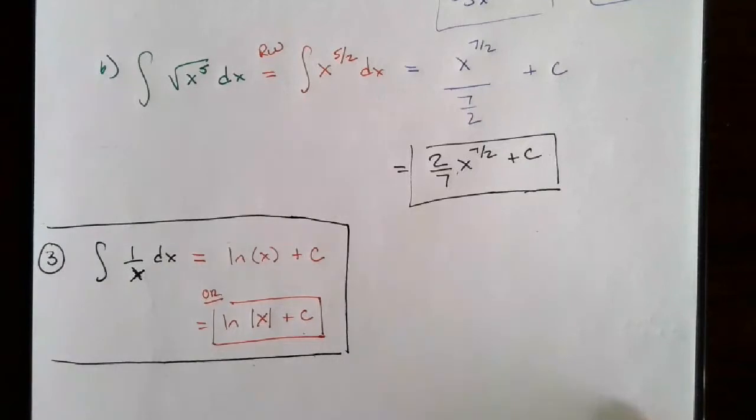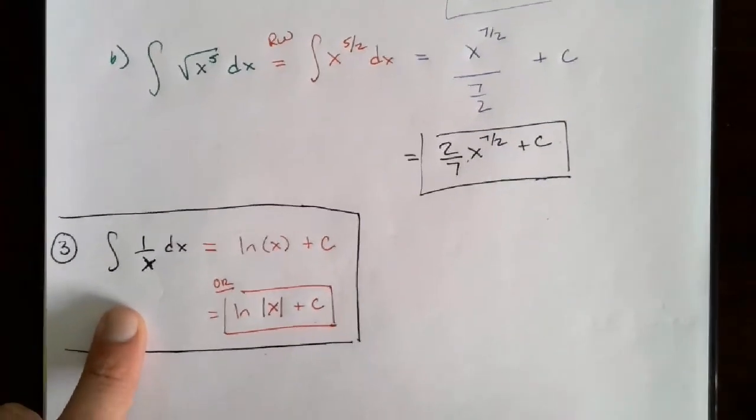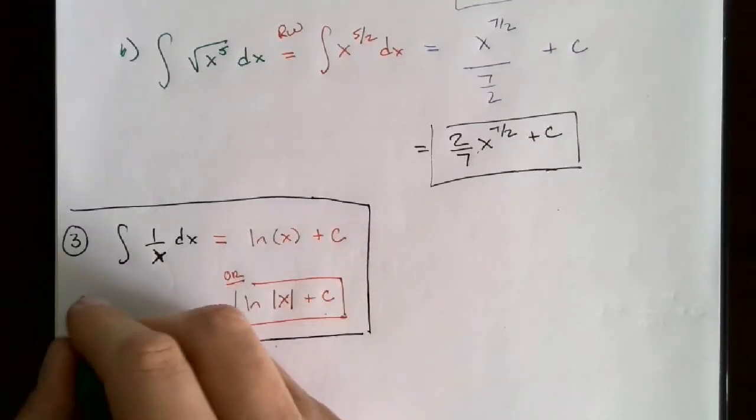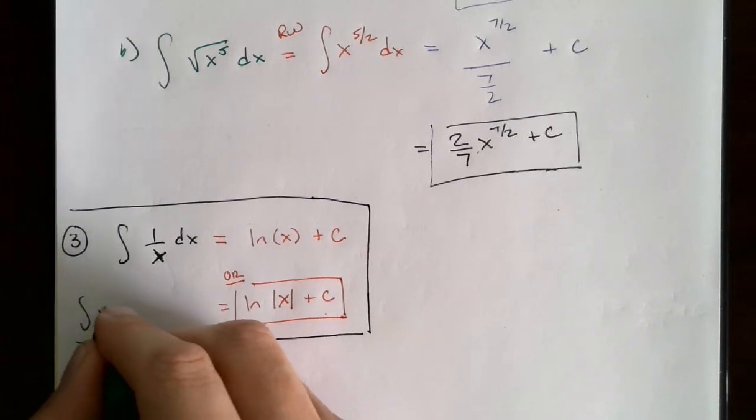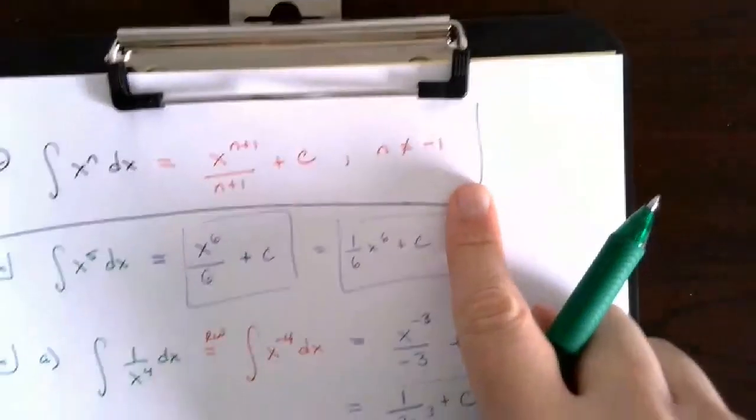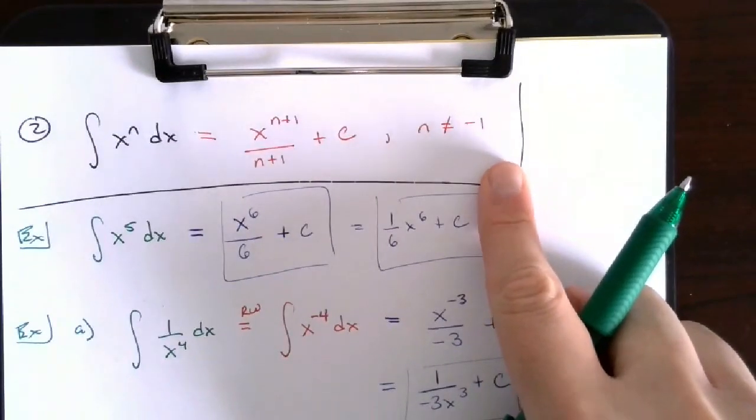Now remember, this special case here, this 1 over x, I didn't rewrite it because if you were to rewrite this, this is actually the integral of x to the -1 dx. That's the special case that was not included in this rule, right? The rule above said n doesn't equal -1.